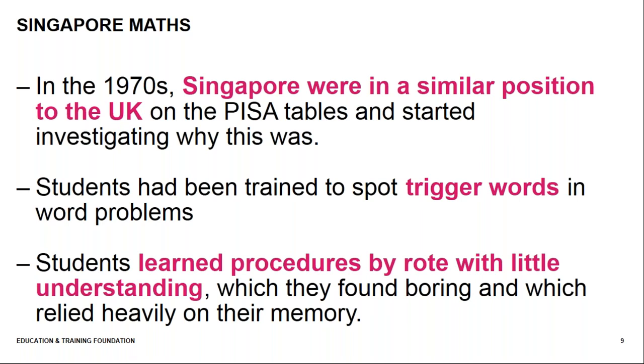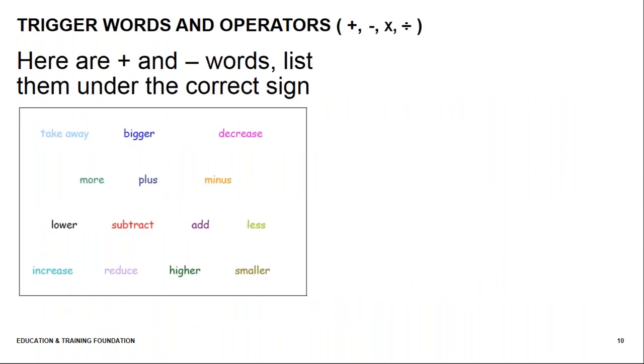One method they developed is called bar modelling, or the Singapore bar method, and I will talk about this more in the next session of the presentation. So a little bit more about trigger words and operators. The term operator refers to the mathematical functions add, take away, times and divide. Trigger words are words that suggest or trigger an operator.